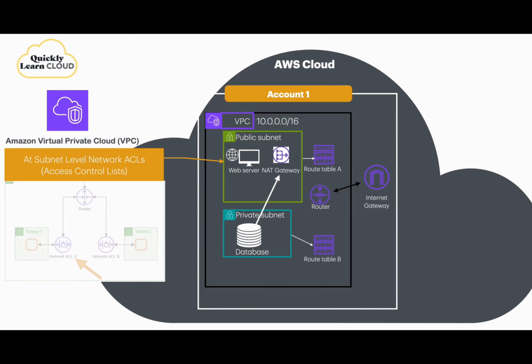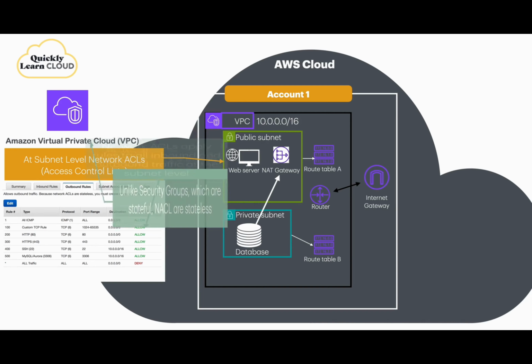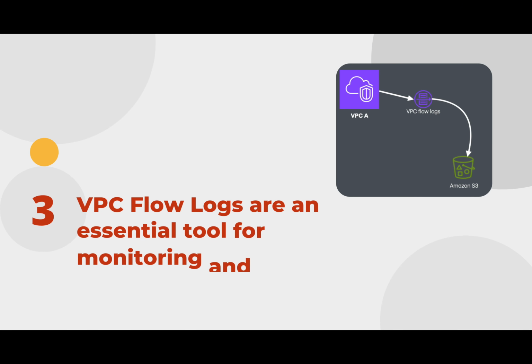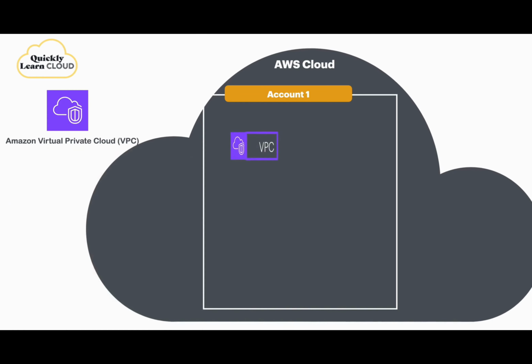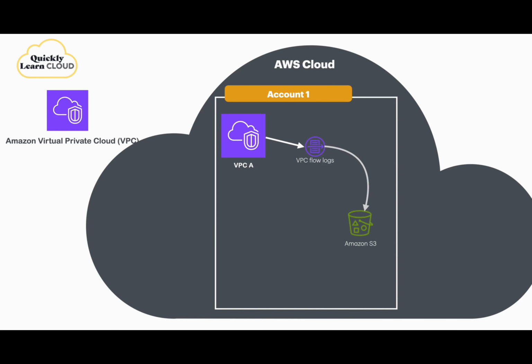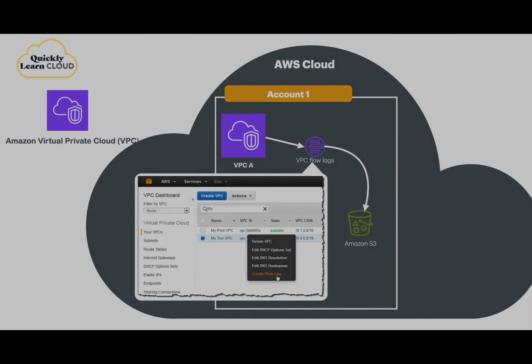AWS suggests using network ACLs for fine-grained control over the traffic entering and leaving your subnets. 3. VPC flow logs. VPC flow logs are an essential tool for monitoring and auditing network traffic within your VPC. They capture detailed information about the IP traffic going to and from network interfaces, which is invaluable for troubleshooting and security analysis. AWS provides detailed guidelines on configuring VPC flow logs to meet your monitoring and compliance needs.